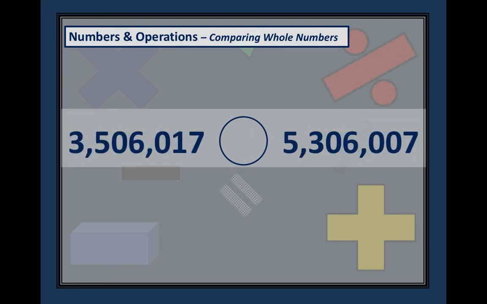Our next example compares two seven-digit numbers. That means they go out to the millions place. When we compare the millions places, we notice right away that the number on the right has 5 millions, while the number on the left only has 3. This makes the number on the right the greater number. The way we would read this inequality would be 3,506,017 is less than 5,306,007.